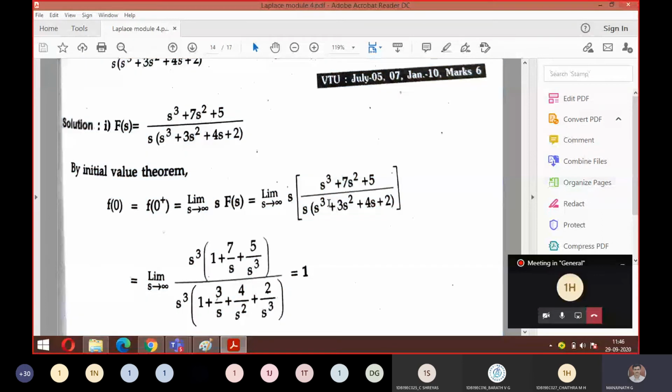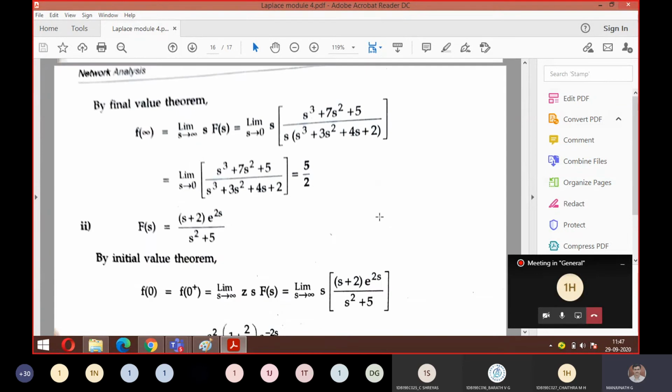Is this first point clear? Yes, sir. Okay. Now look at here. What happens with this s? This s and this s will get cancelled. Correct or wrong? So you can cancel this s and this s. Yes or no here? Yes, sir. So left out is s cube plus this and s cube plus this.